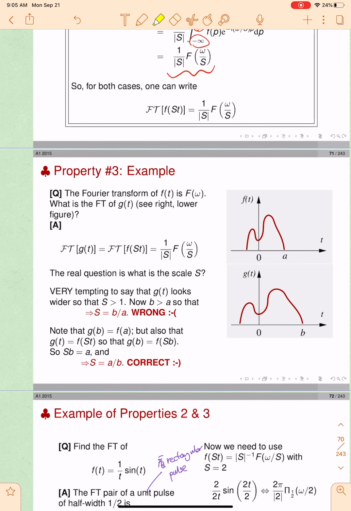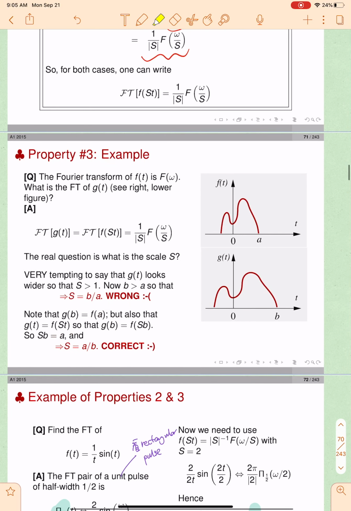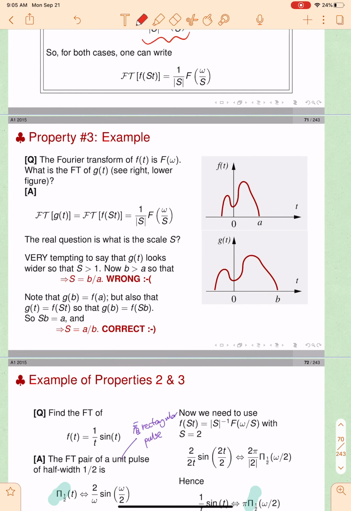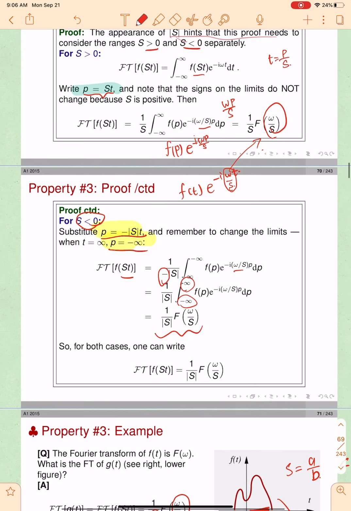The property 3: the Fourier transform of g(t) equals the Fourier transform of f(st). So this is illustrating a case where s equals a divided by b. So when it gets broader, s must be smaller than 1. So s is always on the denominator and omega divided by s, from our previous proof.